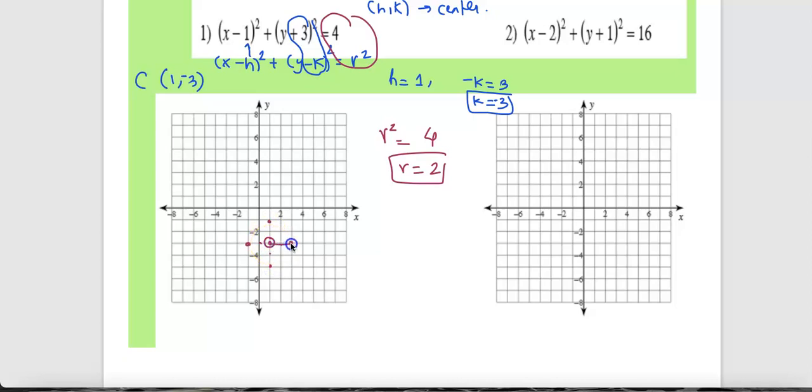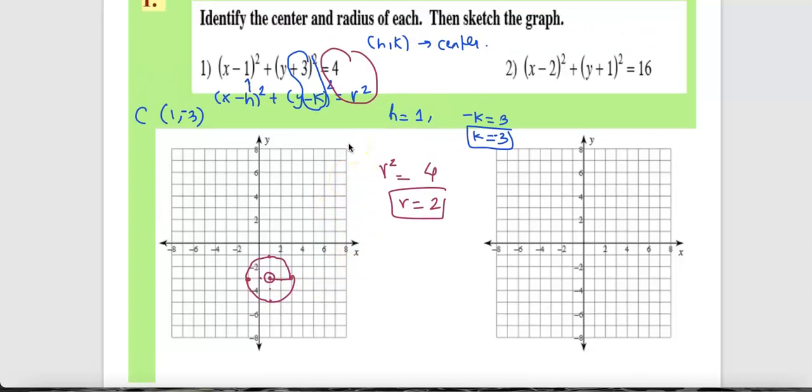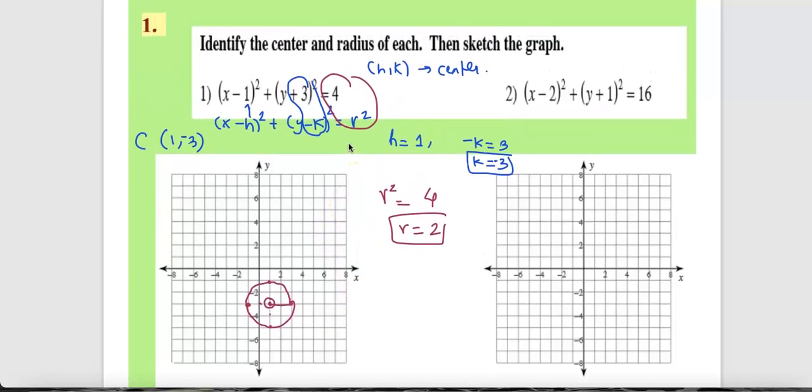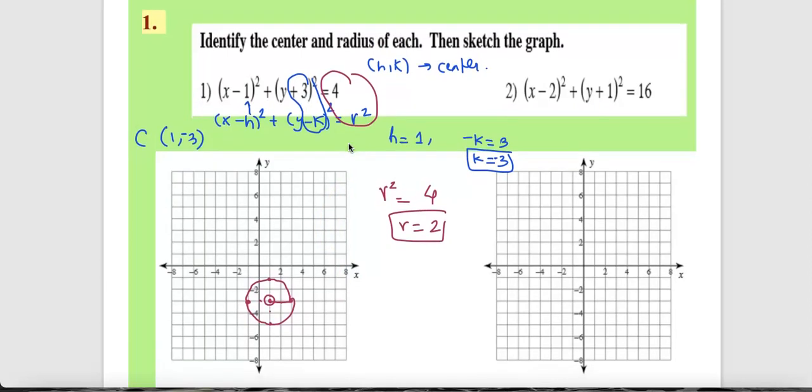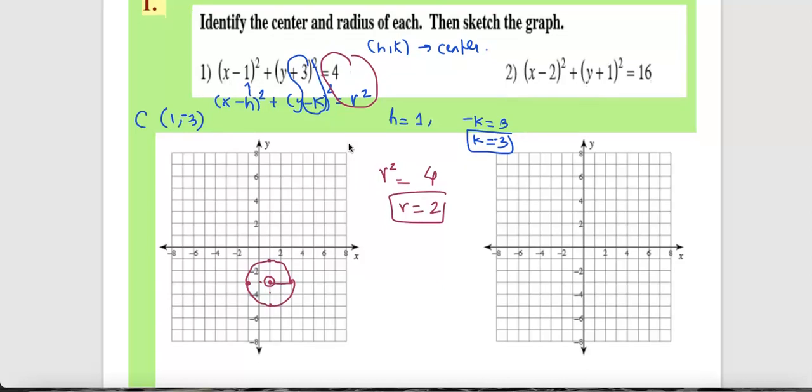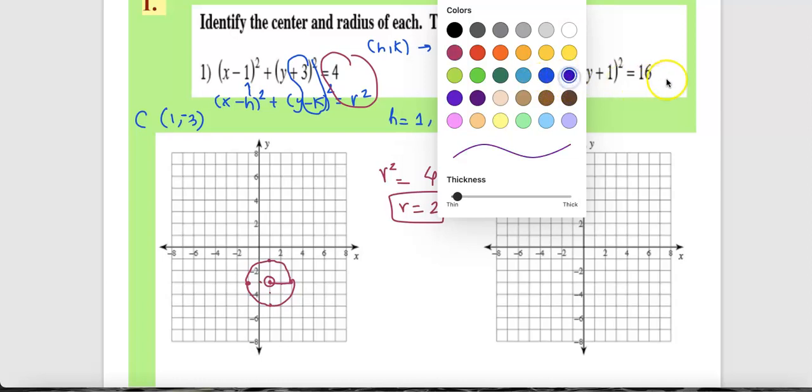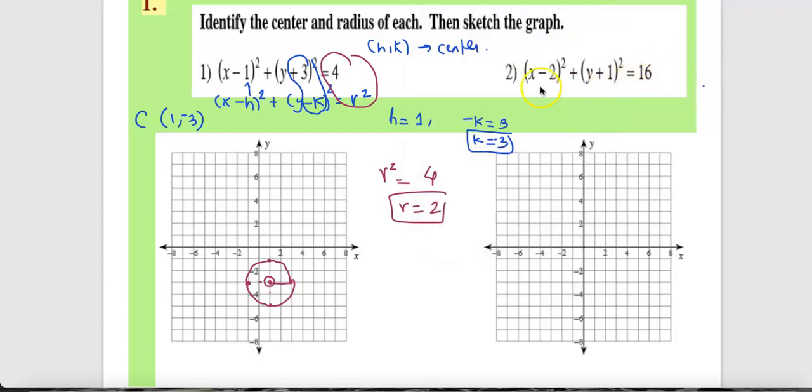Now I need to connect these points. I will try to draw this circle, but let's see if I can make an actual circle over here. Awesome. So my circle will look like this. It's not a perfect circle, but this is how we find the center and radius from the given equation of a circle, and this is how we graph and sketch it. Let's do one more problem. Make sure to copy all of these notes. It will be helpful when you are working on your assignment sheet, your test or quizzes.